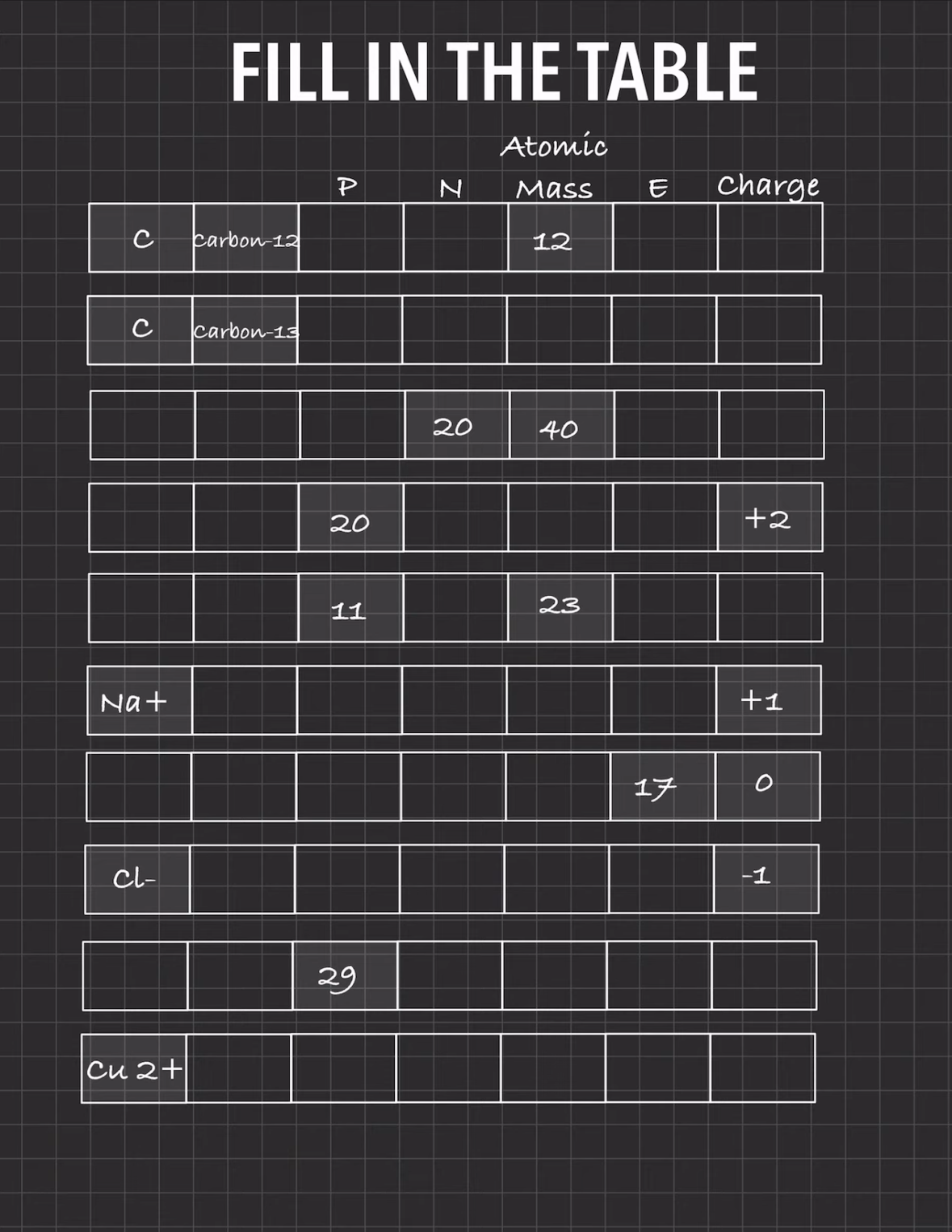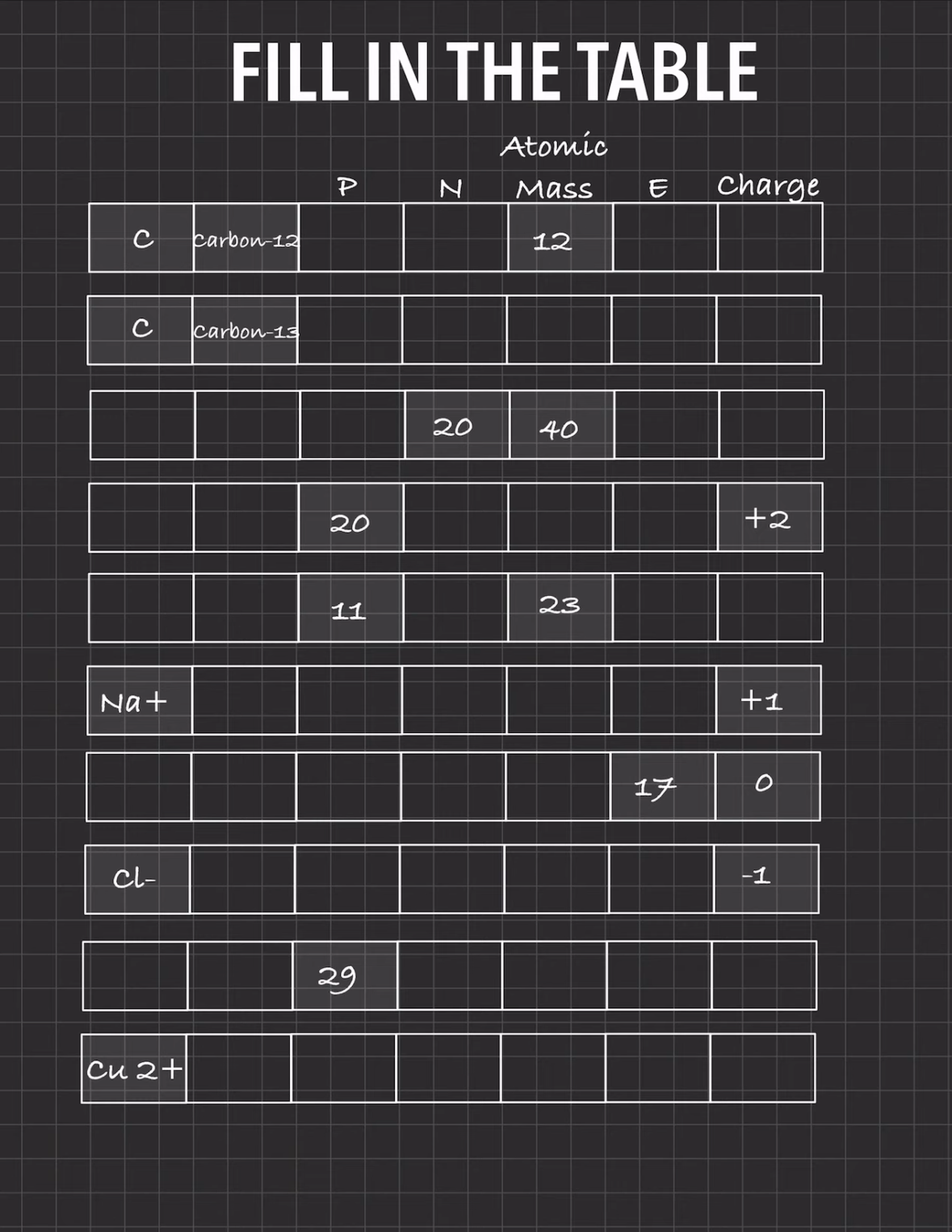You're not looking at anything except for the protons and the electrons. If you have a positive charge, you have more protons, the proton number is higher than the electrons. You have more protons than electrons. If you have a neutral charge, you have the same number of protons and electrons. If you have a negative charge, you have more electrons than protons. With these 3 rules, we can fill this out in less than 5 minutes.